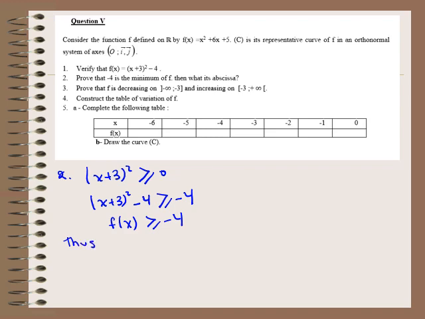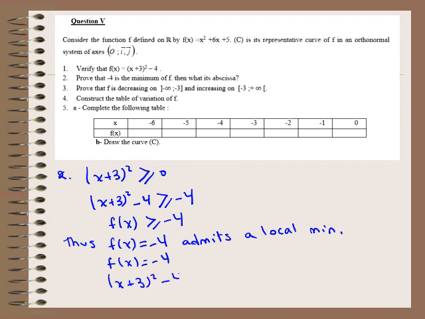Thus, f admits a local minimum equal to −4. Then f(x) equals −4, so (x + 3)² − 4 equals −4. Then (x + 3)² equals 0, then x + 3 equals 0. x equals −3. That's its abscissa.